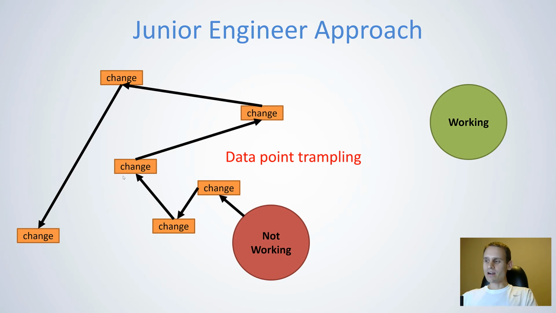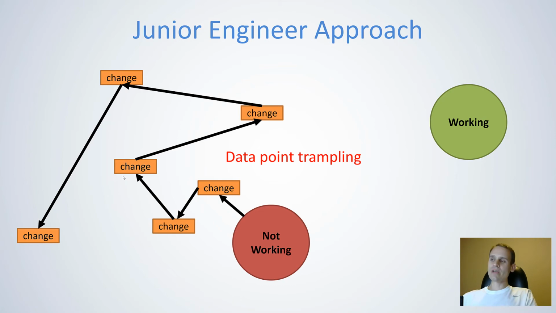A junior engineer, what I see a lot is they will experience a problem. They've got their system in a state where it's not working, and then they'll start making changes, and the changes that they'll be making to try to fix it are virtually random. There may not be much thought into them. They'll just be trying one thing and trying another, and it leads them all over the place.